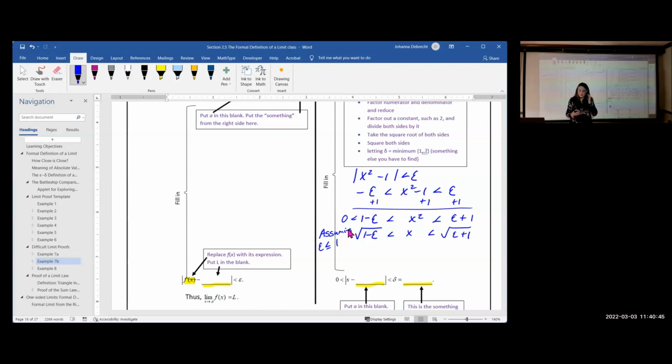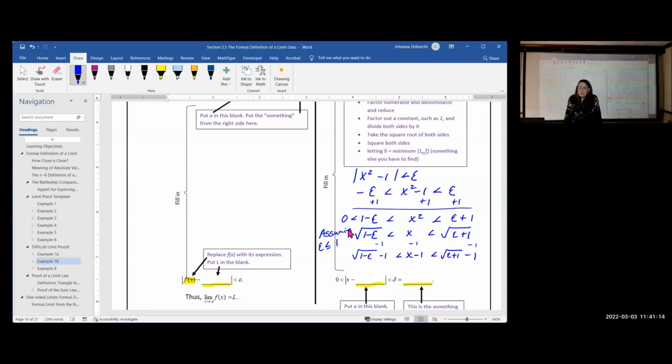Now, once we have this, we want to try to build what we need for the absolute value, which is the absolute value of x minus a. Our a value is also a 1, so we're going to subtract 1 from each part, and we get the radical of 1 minus epsilon, minus 1, less than x minus 1, less than the radical of epsilon plus 1, minus 1.